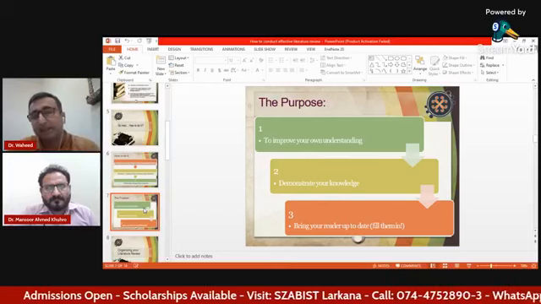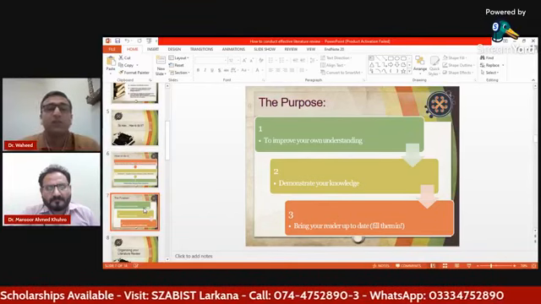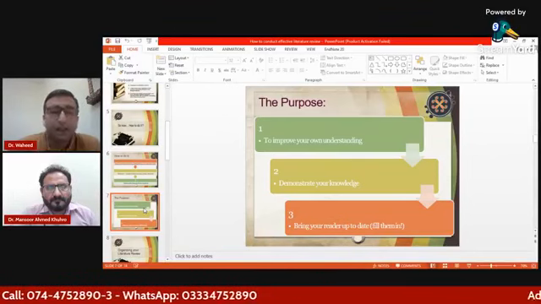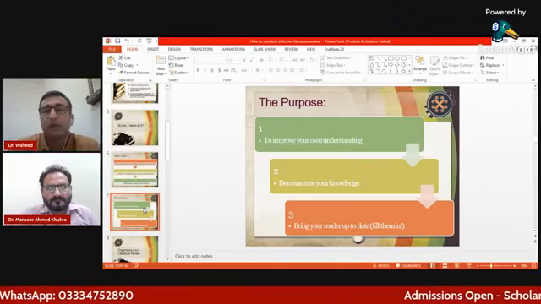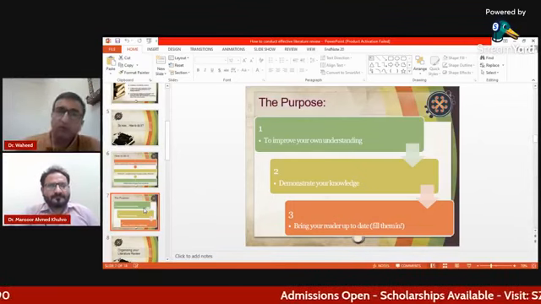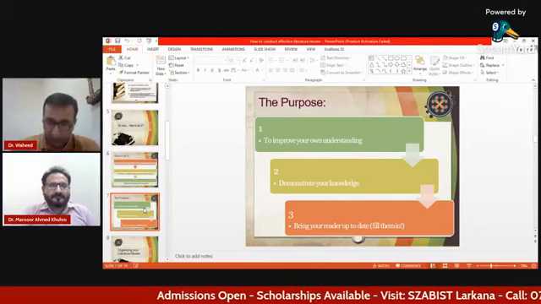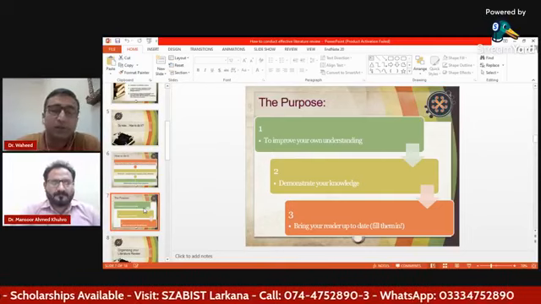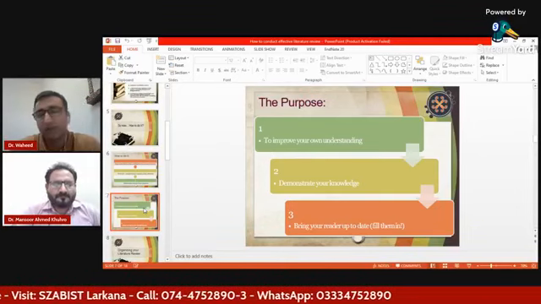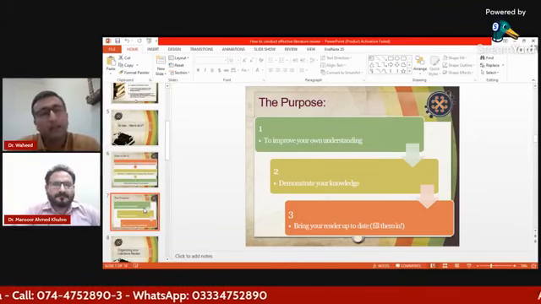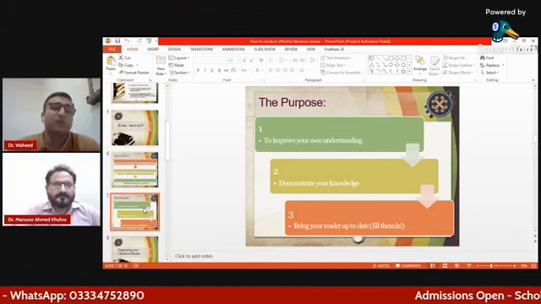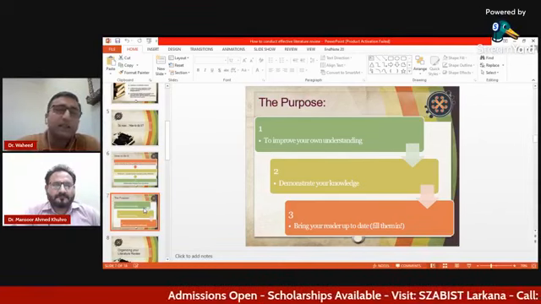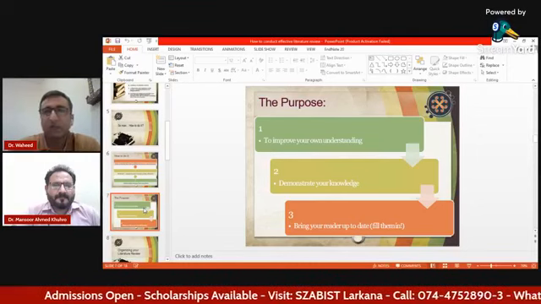So the first purpose that we are talking about is to improve your own understanding. Now, if you have any topic that you want to do research about, the first and the topmost important thing is that you need to update yourself about that topic. You need to improve your understanding, because you may be working on your thesis or any research article that you are interested to continue.